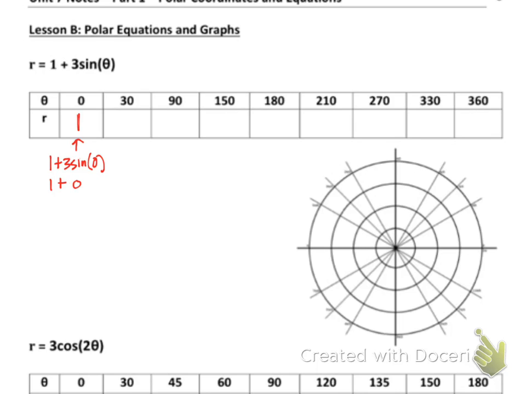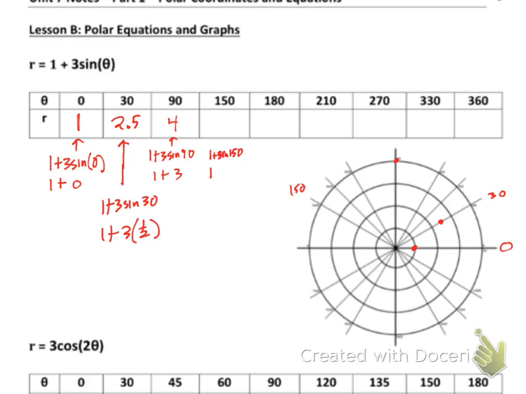While facing 0, we're going to walk a radius of 1 and plot a point, and so I've got that there. Then we're going to put in 30 degrees into that r equation, and the sine of 30 is a half, so 1 plus 3 times a half is 1 plus 1.5, or 2.5. So while facing 30 degrees, we will plot a point 2.5 rings out from there. And we just keep on going. So sine of 90 is 1, so 1 plus 3 times 1 is 3, radius of 4. 150 goes in, sine of 150 is a half, 1 plus 1.5 is 2.5 again. So when I plot those points, those are my first 4 points.